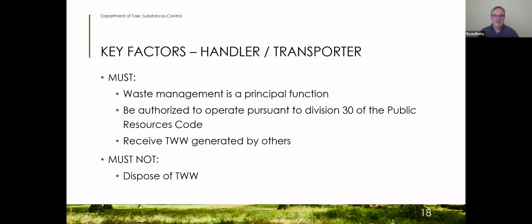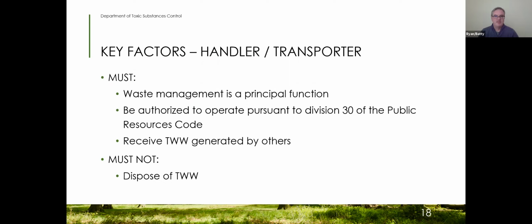So the last category I'm going to speak to in detail is handler transporter variance. In order to qualify for this type of variance, waste management must be a principal function of your facility. You also must be authorized to operate pursuant to Division 30 of the Public Resources Code, and you must receive treated wood waste generated by others. And a handler transporter is not a disposal facility, so you cannot dispose of treated wood waste.